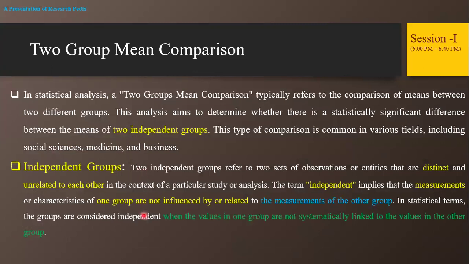What do we mean by independent groups? Two independent groups refer to two sets of observations or entities that are distinct and unrelated to each other in the context of a particular study or analysis. The term independent implies that the measurement or characteristics of one group are not influenced by or related to the measurement of the other group. In statistical terms, groups are considered independent when the values in one group are not systematically linked to the values in the other group. Here we will be dealing with independent groups where the values of one group are not related or dependent on the other group.